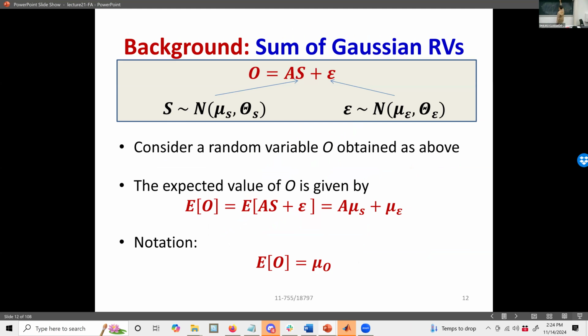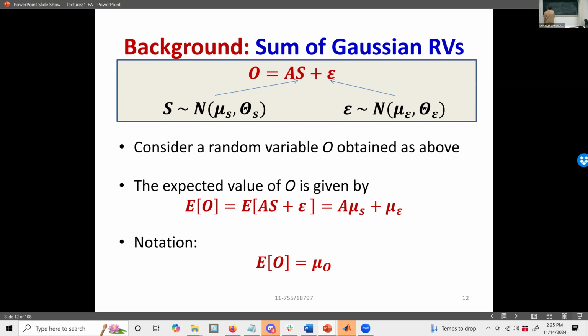A second exercise where I'm telling you that I have some variable s. And I say O equals AS plus epsilon. And I'm also telling you that S over here comes from a Gaussian with a mean mu s and variance theta s. And epsilon over here is some independent noise. Epsilon is independent of s, and it has a mean mu epsilon and variance theta epsilon.